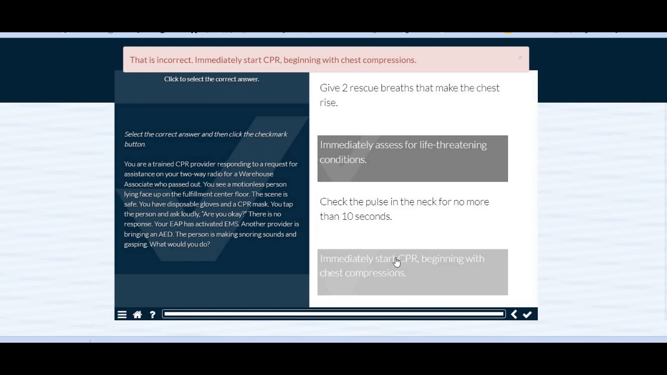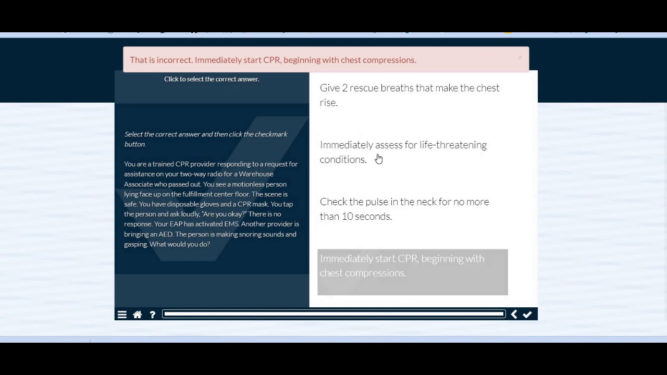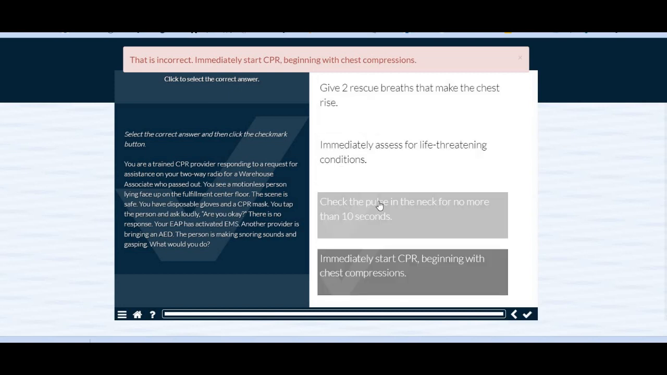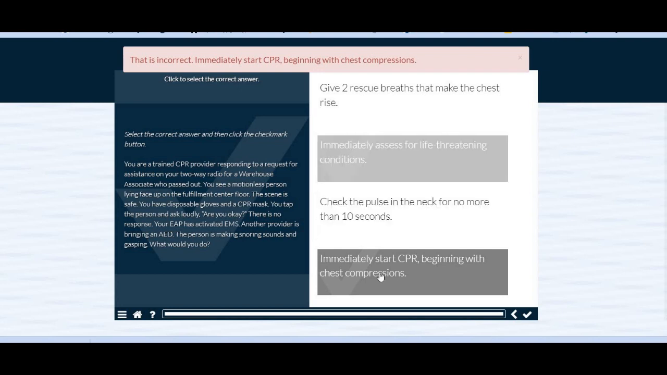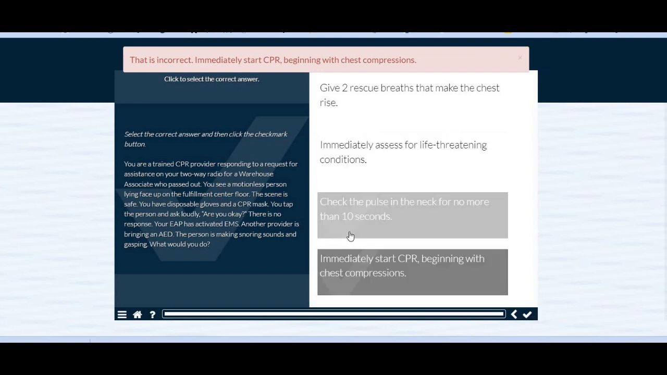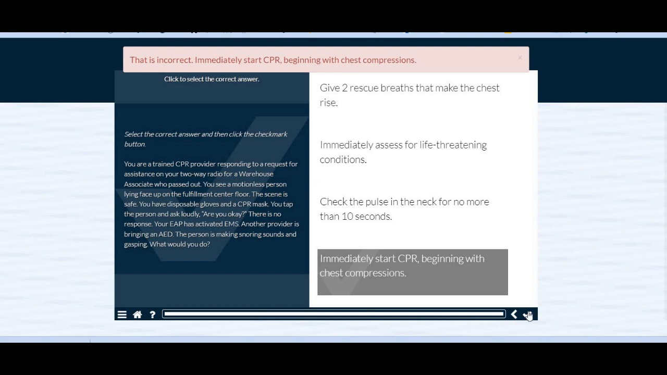Oh. Yeah, because I knew it wasn't the give 2 rescue breaths, and I knew it wasn't that, so it had to be one of these two. So, home.